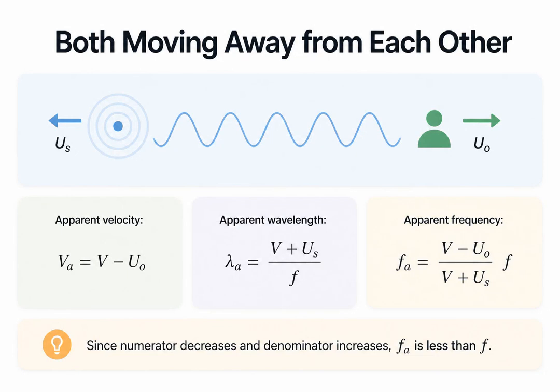When the source and observer are moving away from each other, we see the opposite effect. The relative wave velocity decreases because the observer is fleeing the waves, represented by v minus vo. Simultaneously, the moving source stretches the wavelength to v plus vs over f. This dual expansion results in a much lower apparent frequency, as the wave crests are both stretched out and chased down.